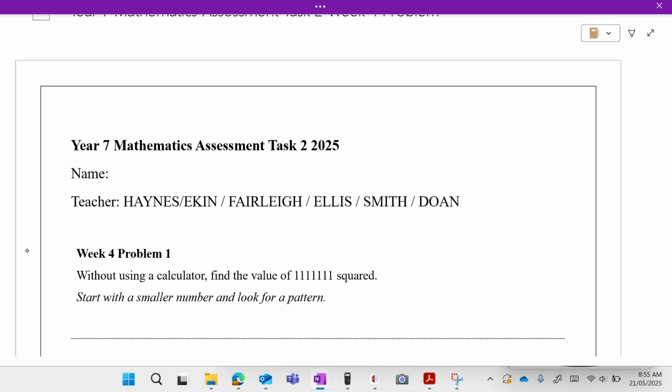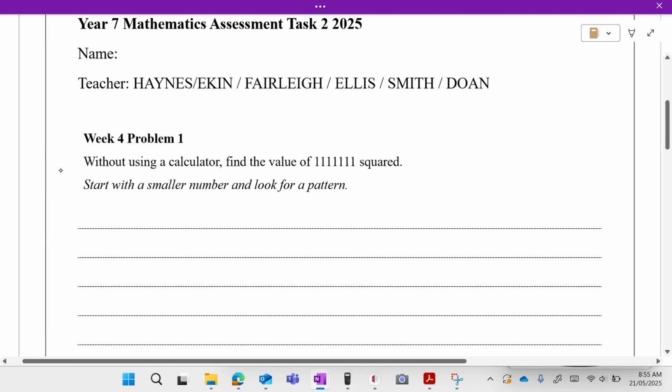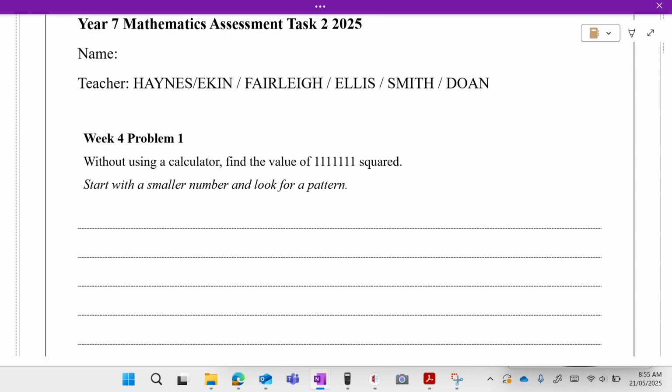So today's problem is asking us, without a calculator, find the value of 1111111 squared. Bit confusing, isn't it, right? And I don't know about you, but I would struggle doing that multiplication in my head. What does squaring a number mean? Logan? Times it by itself.